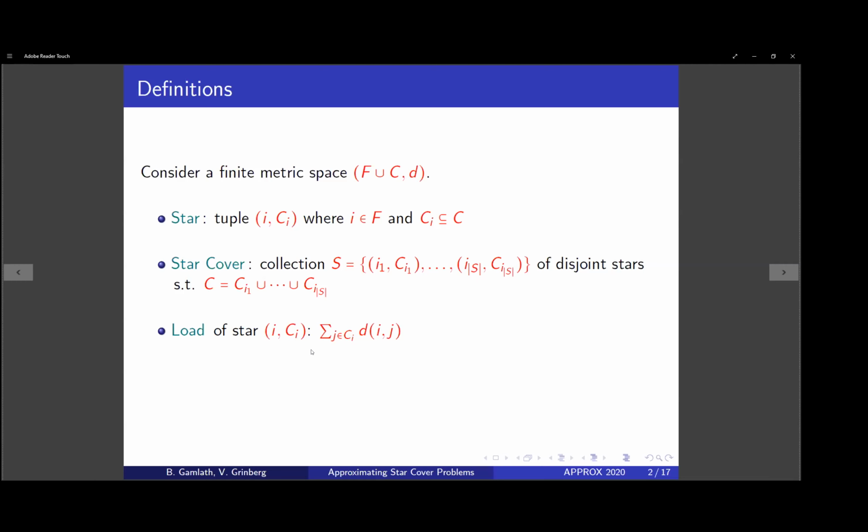The load of a star is the total sum of distances between the star center, the facility, and the clients that belong to this star. And the load of a star cover is the maximum of the loads of the stars included in the cover. That's how we call these numeric values in our work. If every definition is clear, okay.